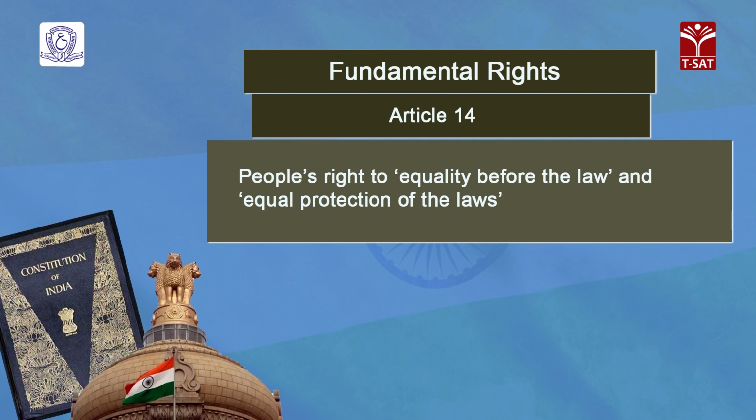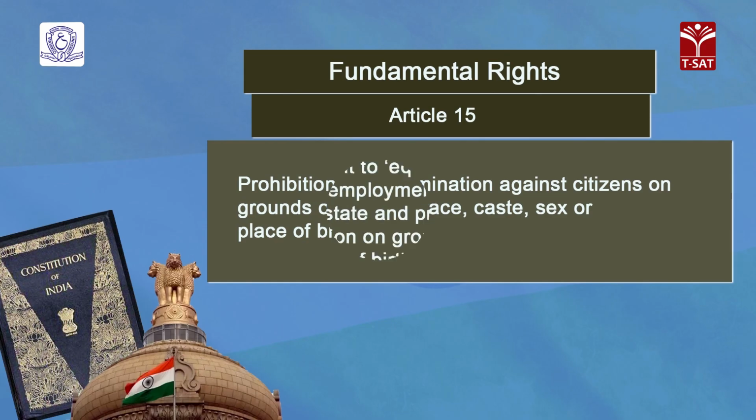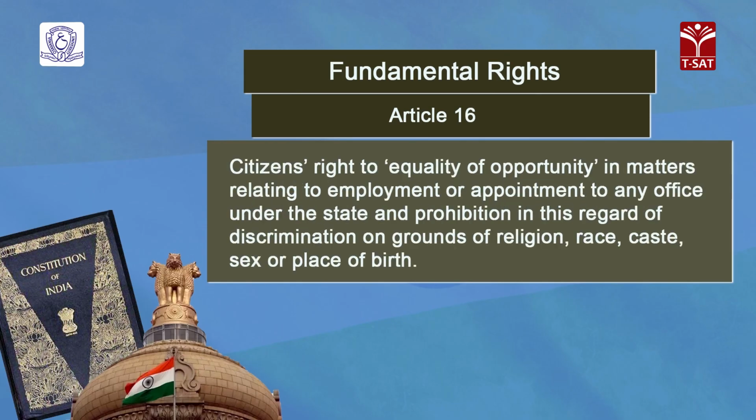Under Article 14, it talks about people's right to equality before the law and equal protection of the laws. Article 15 prohibits discrimination against any citizen on grounds of religion, race, caste, sex or place of birth. Article 16 of the Constitution states citizens' right to equality of opportunity in matters relating to employment or appointment to any office under the state, and prohibits discrimination on grounds of religion, race, caste, sex or place of birth.